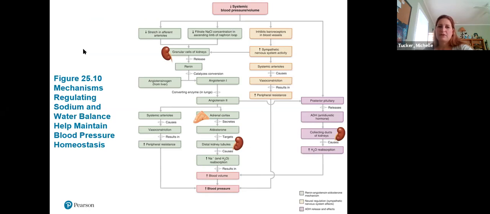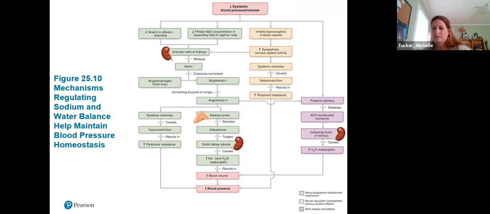if blood pressure is falling, then there's a decrease in sodium filtrate because there's more time to reabsorb that sodium. This low sodium chloride concentration is going to tell the granular cells to release renin. Renin catalyzes angiotensinogen to angiotensin 1, goes to the lungs. ACE converts it to angiotensin 2. Angiotensin 2 has actually 4 effects.